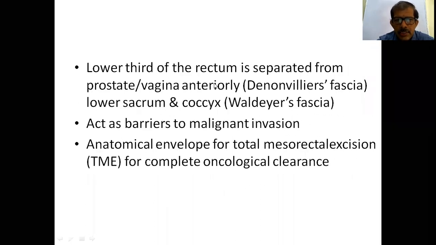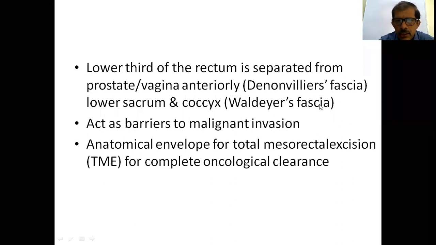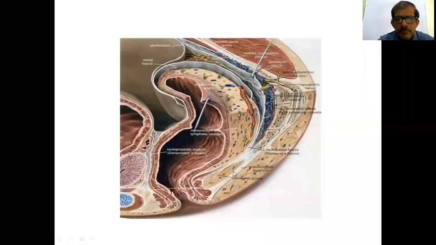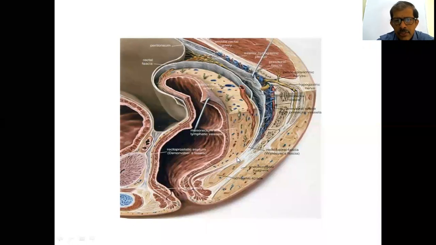And we discussed Denonvilliers' fascia anteriorly and Waldeyer's fascia posteriorly, and the importance of these fascia in the so-called total mesorectal excision for carcinoma of the rectum. So this is Waldeyer's fascia, and this is Denonvilliers' fascia, which have to be removed in toto whenever we are removing the rectum and anal canal.